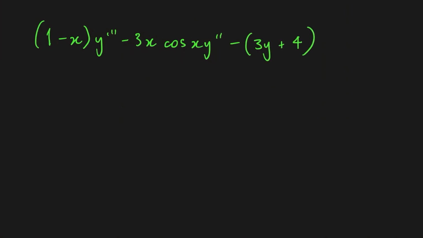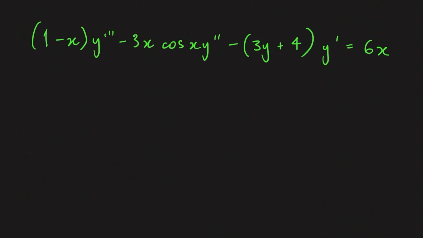So how do you determine the order and linearity of an equation? Let's say we have this equation right here. If you want to know the order of this, order means the highest derivative in an equation. The order here will be 3, and this is because we have an order 3 in the derivative.